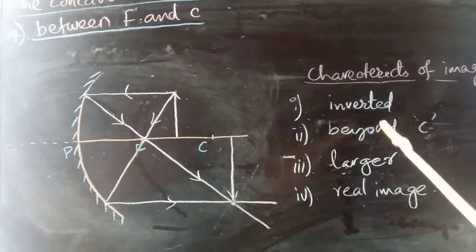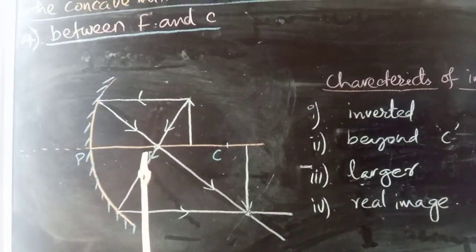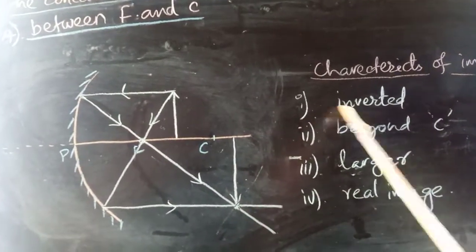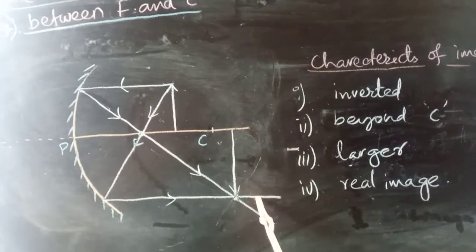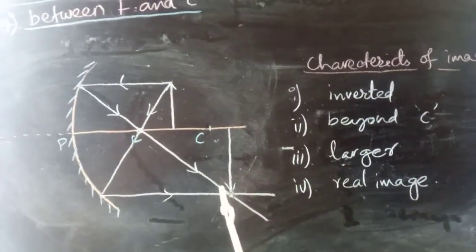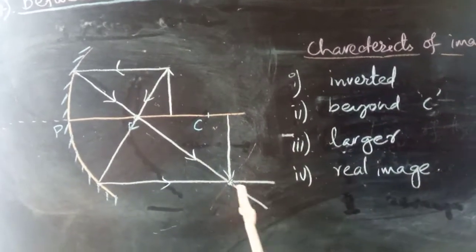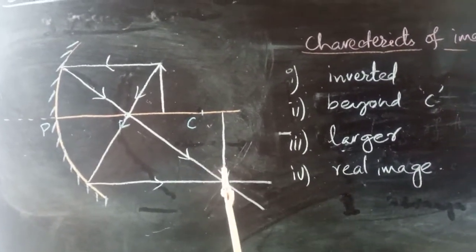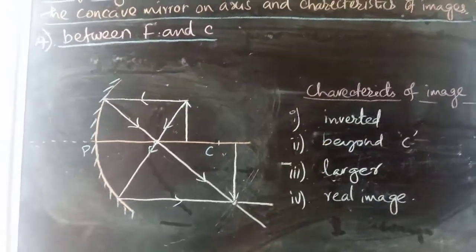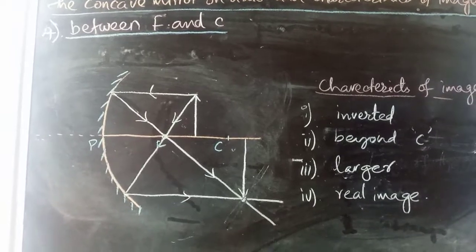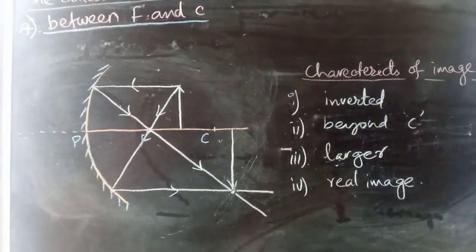Here are the four characteristics of this image. When the object is in between F and C, the image is inverted, and it is always formed beyond C, and it's always larger in size compared to the object, and you can catch it on the screen, that's why you can say it's a real image. So these are the characteristics when an object is situated before the concave mirror in between F and C.